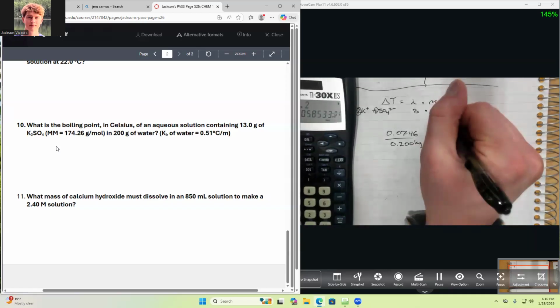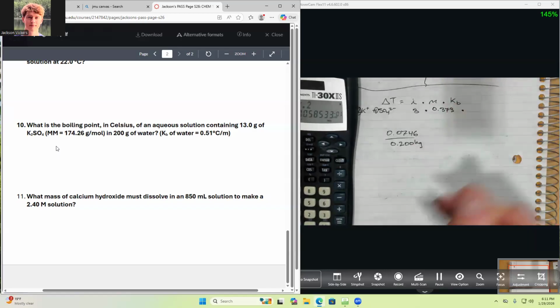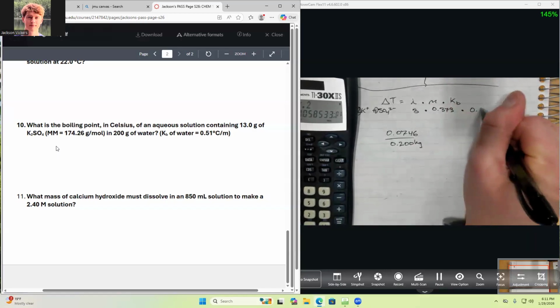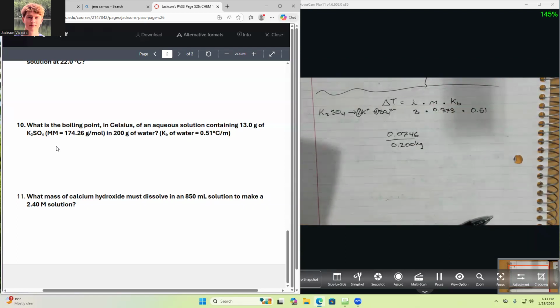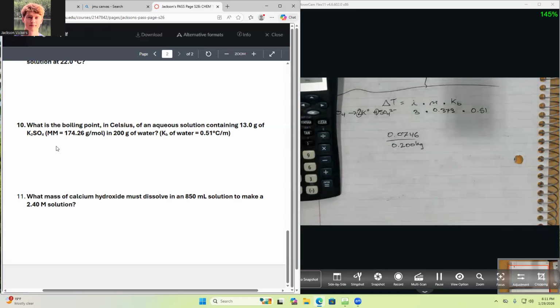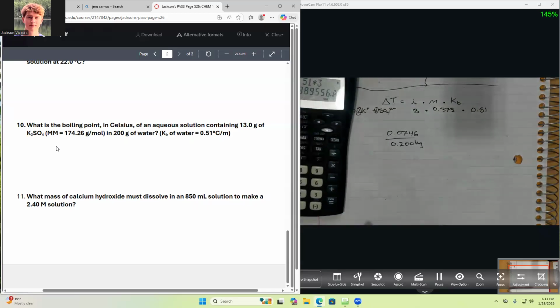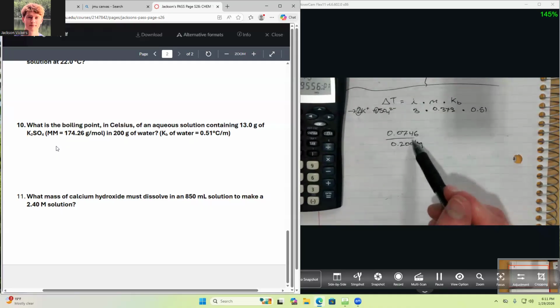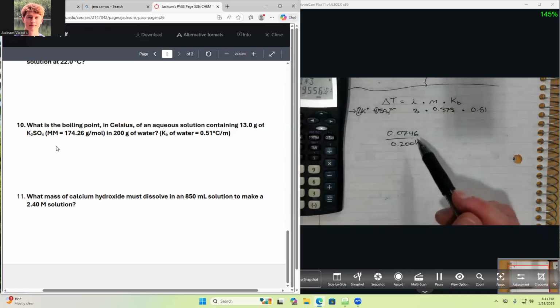So that molality is going to be 0.373. And then you're always given that constant in the problem itself. Let's multiply those together. Is the 0.373 what you got for the molality? Yes, that's what I got. Is that what you guys got? I think I did it right. It should just be 13 grams going to moles, and then divide by kilograms of water, so 0.2.